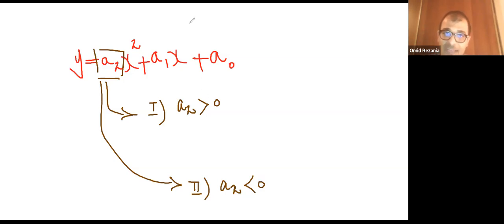At this stage, we say that if the leading coefficient, which is a2, is positive, how may the function look like? In order to show that to you, I'm going to go to a graphing calculator and show you what's going to happen there.